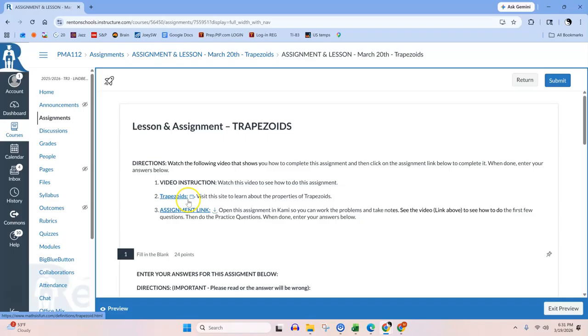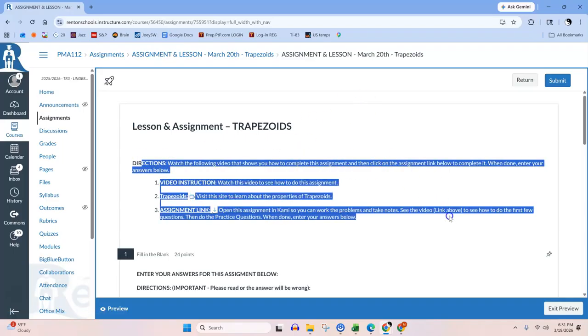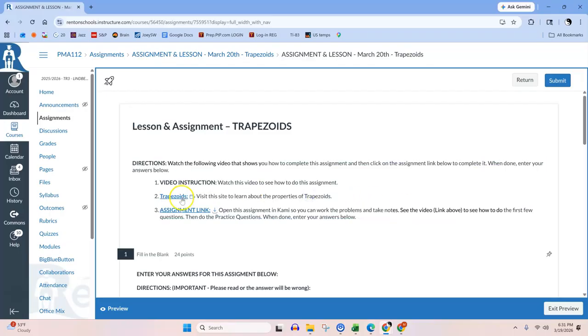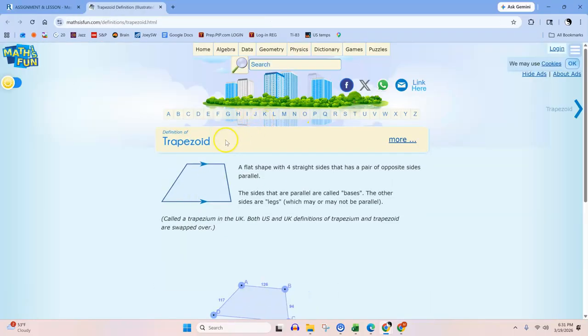Okay, so the first thing I'd like you to do is visit this site right here, and make sure you translate if you need to translate. But let's visit the site right here. It takes you here, and this is what we're learning about today, trapezoid, okay?